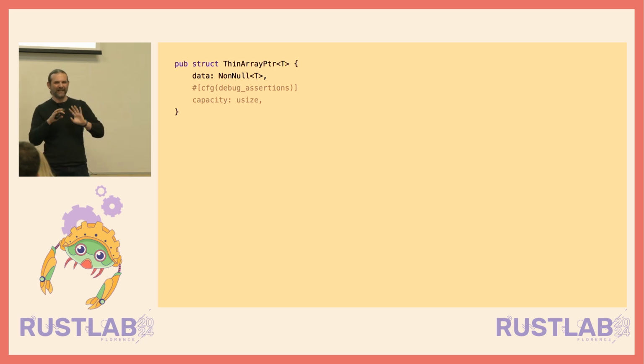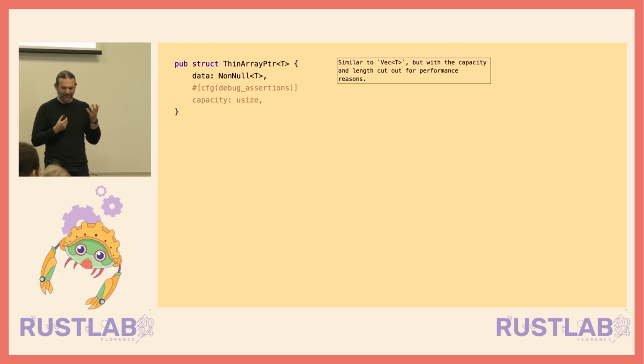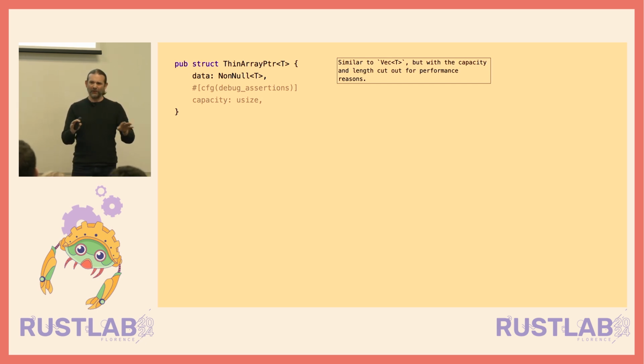I just focus on the release part of the code here. If you open the crate yourself, you see that there's lots of debug information and lots of debug assertions sprinkled in, but I just focus on the release mode code. ThinArrayPtr is a Bevy structure that works like Vec<T>, but it cuts out length and capacity for performance reasons, which means that you allocate some memory, you work in it, and then you drop it. No reallocations, no bounds checks, nothing. You have this slab of memory, do your stuff, then throw it away.